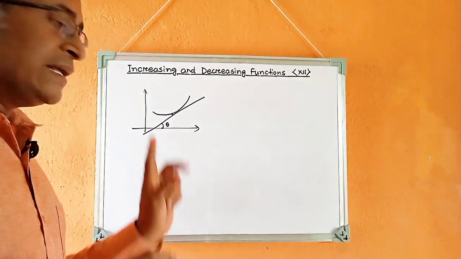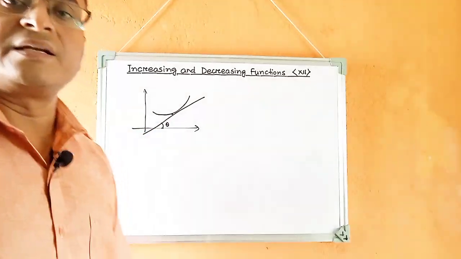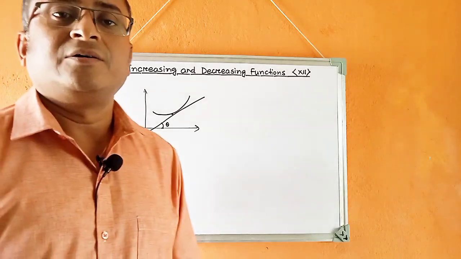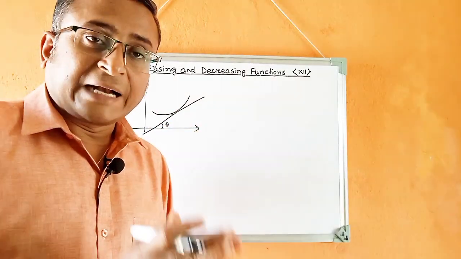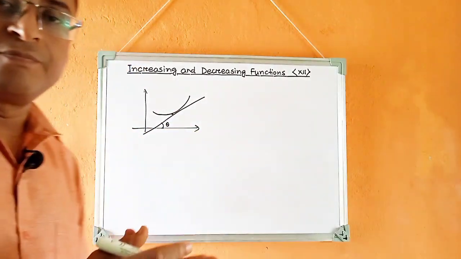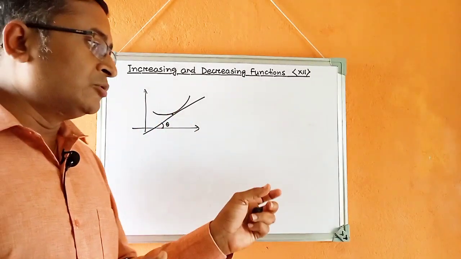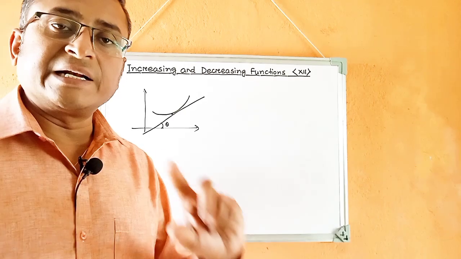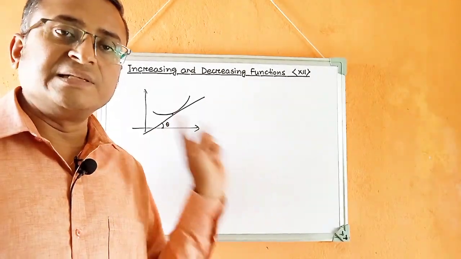I repeat, when theta is an acute angle, the value of tan theta is positive. That means this is an increasing function. Tan theta means slope, that means the first order derivative. We take the derivative of that function, we get a positive value. That means this is an increasing function.